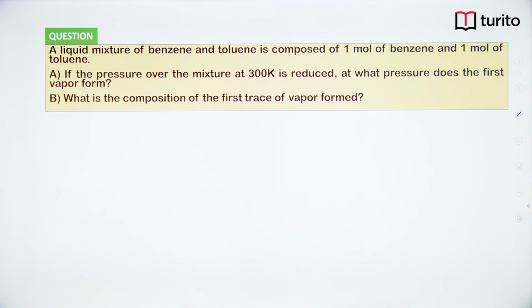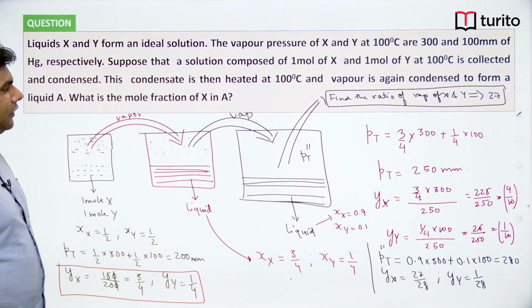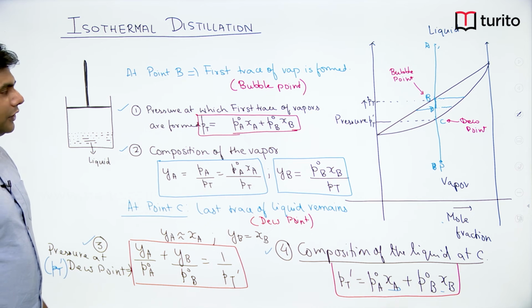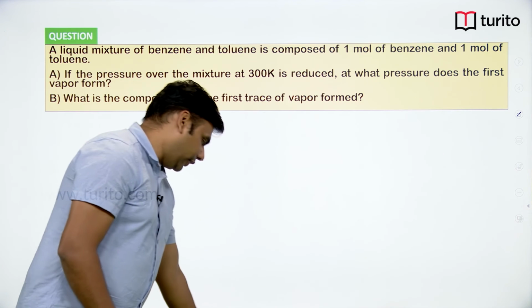So this says that we are taking a mixture of benzene and toluene. This is composed of 1 mole of benzene and 1 mole of toluene. If the pressure over the mixture is reduced, at what pressure does the first vapor form? Okay, so you can see this is the same thing which we have discussed now. We are just reducing the pressure, so we want to get the pressure at the bubble point.